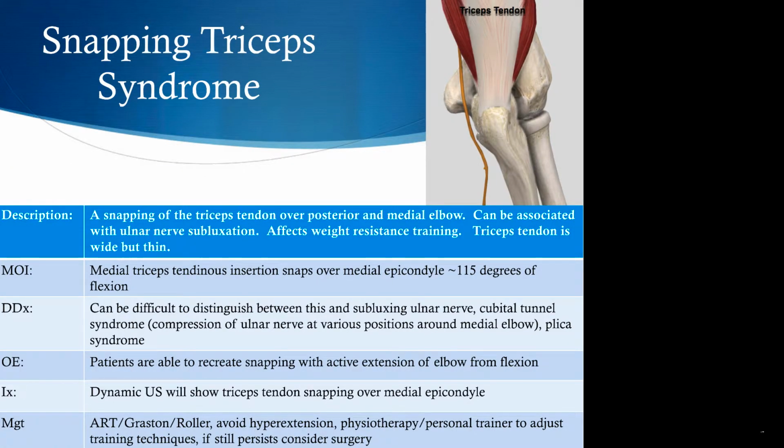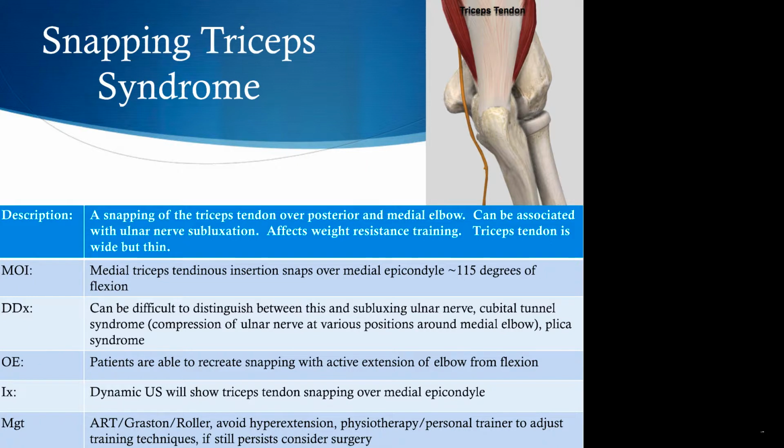Snapping triceps syndrome. This is a snapping condition of the triceps tendon over the posterior and medial elbow, and it can be associated with ulnar nerve subluxation. You can see the proximity of the ulnar nerve to the triceps tendon here, and it affects weight resistance training. So people doing weightlifting, going to the gym quite a bit.